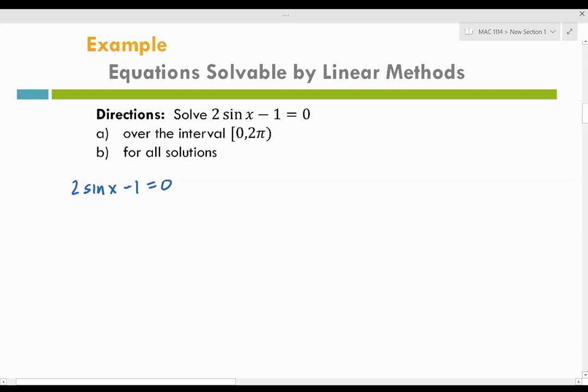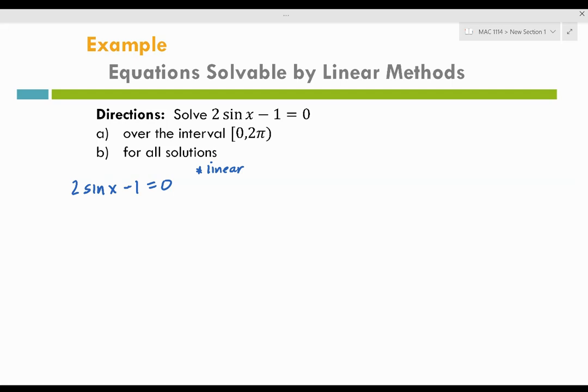Our first step said we need to determine whether our function is linear or quadratic. As you're looking at this problem, do you see any degrees that are higher than 1? Nope. This sine function is raised to the first power, so we can already determine that this function is linear. So we're going to treat it as if we're solving a linear equation. It just has a trig function in it.